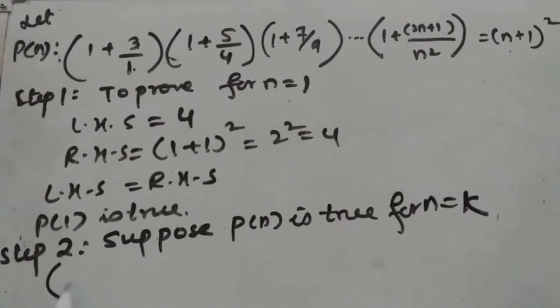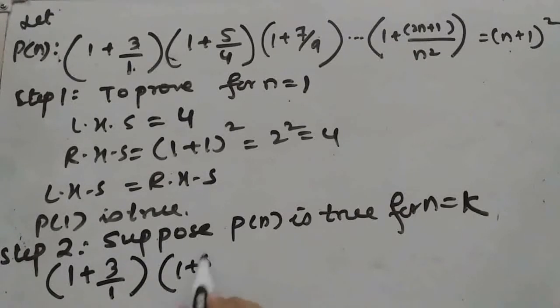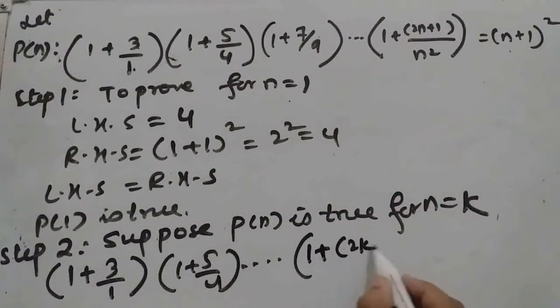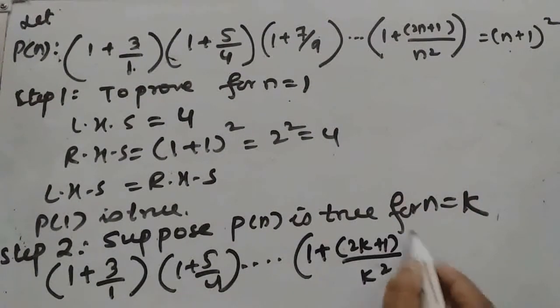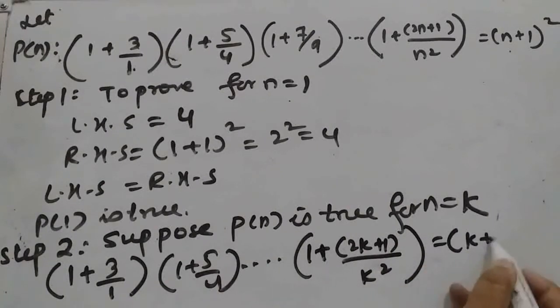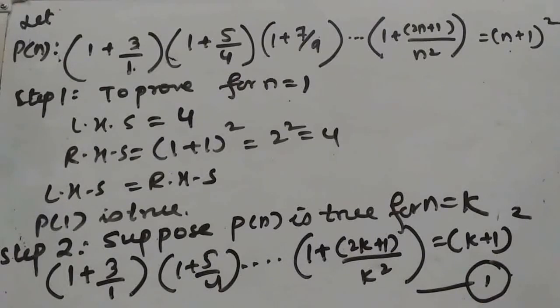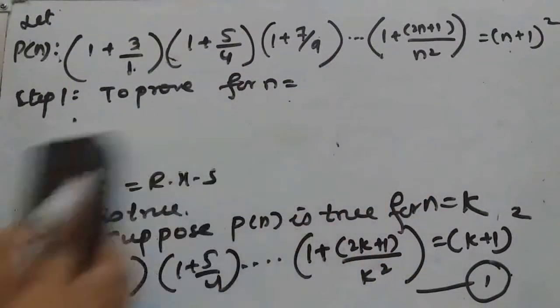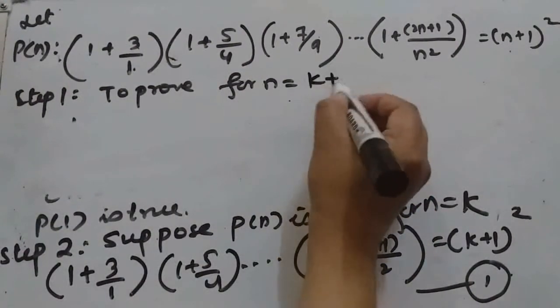So in the expression 1 plus 3 by 1, 1 plus 5 by 4, up to the nth term, we should substitute n equal to k, which is equal to (k plus 1) whole square. This is equation 1. Okay, now step 3, to prove for n equal to k plus 1.